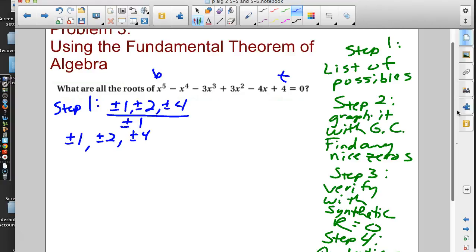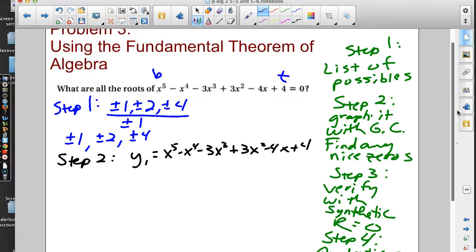Now, if we had to do this by hand on the MCAs or the ACT, there's only 6 of them, and we're pretty good at synthetic, so it wouldn't take forever. But we don't want to have to do that. We're going to say, let's use that graphing calculator and go to step 2. So step 2 is to punch in y sub 1 equals x to the 5th minus x to the 4th minus 3x to the 3rd plus 3x squared minus 4x plus 4. And we're going to check and see if any of these work out nice.